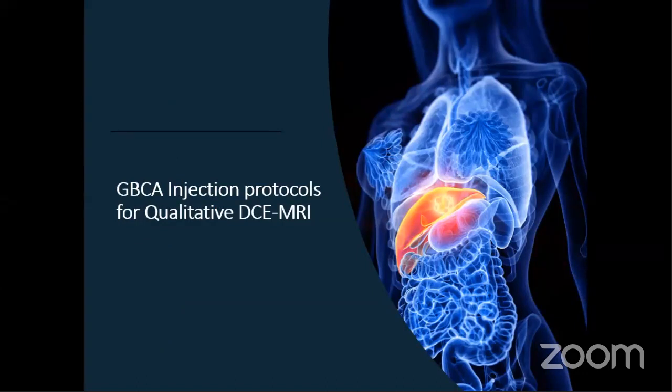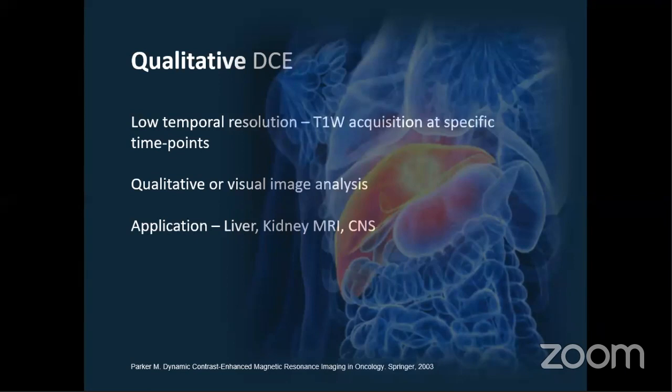And let's move to the qualitative dynamic contrast enhancement, which is characterized by low temporal resolution, that is T1 acquisitions at specific time points and visual image analysis. From an application point of view, I would like to look closer at the liver, kidneys, and pituitary gland.